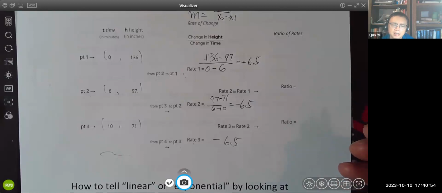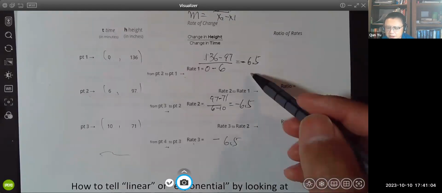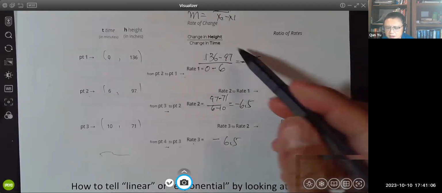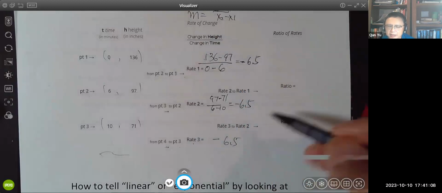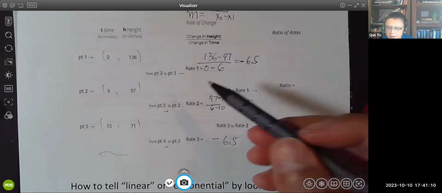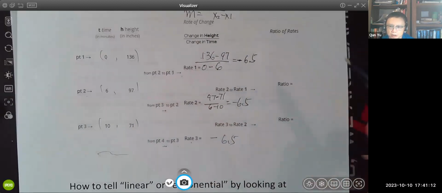Only a straight line has a constant slope. As soon as you change direction, you have a curve, and the slope is not going to stay constant. So from these numbers, the rate of change being constant, we can tell this is a straight line. This data is from a linear model.